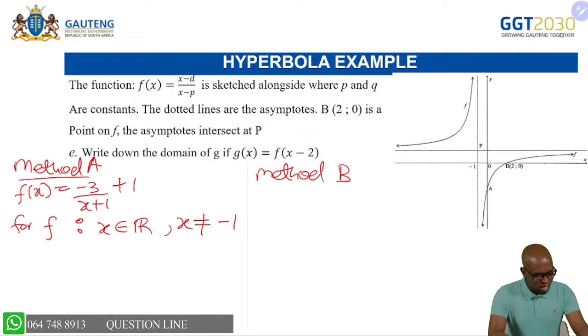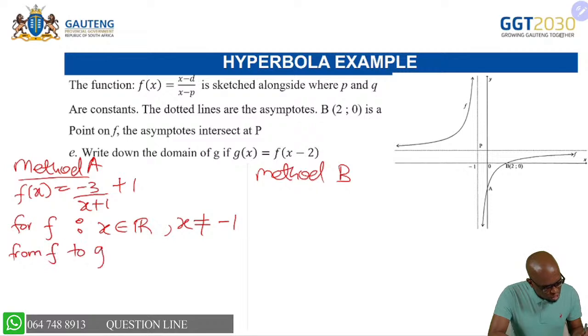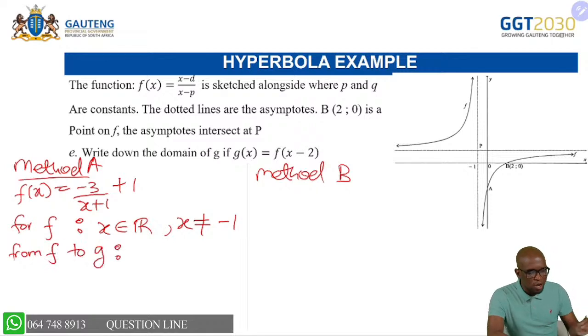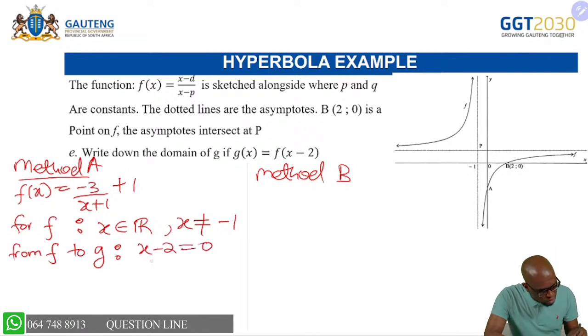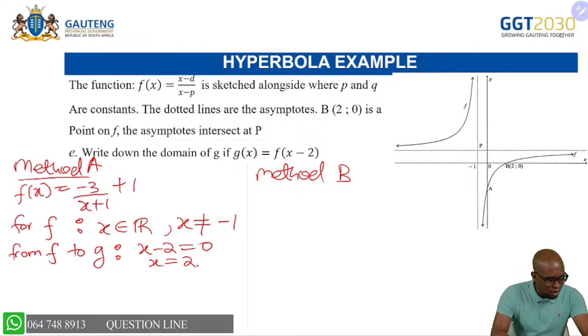Now, what is the transformation? Let's look at movement from F to G. What is the transformation? Where we see x, we put x minus 2. So the transformation is x minus 2 equals 0, x equals 2. That is the movement. So the graph of G is obtained after moving the graph of F by 2 units to the right, by 2 units to the right.